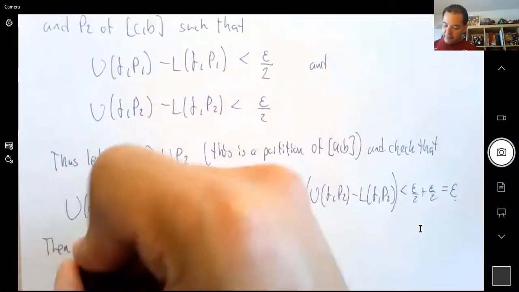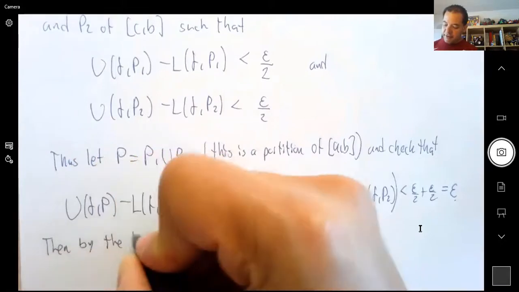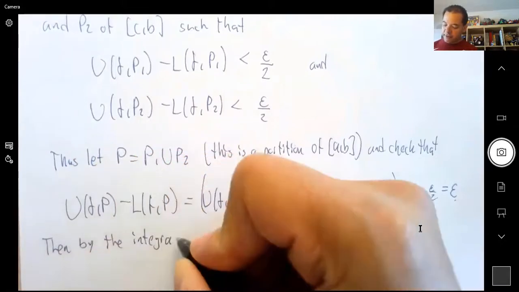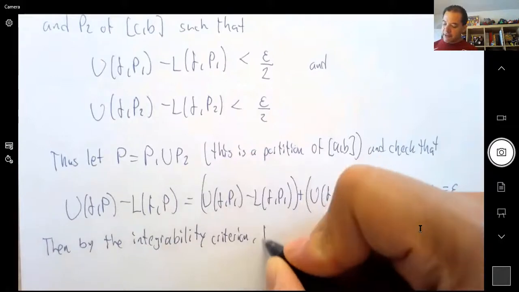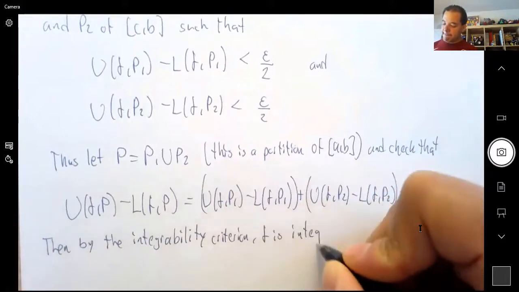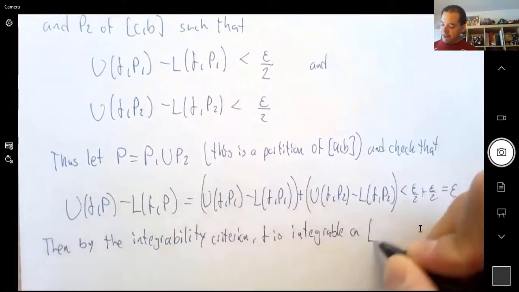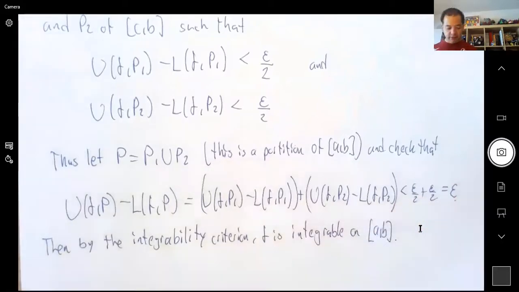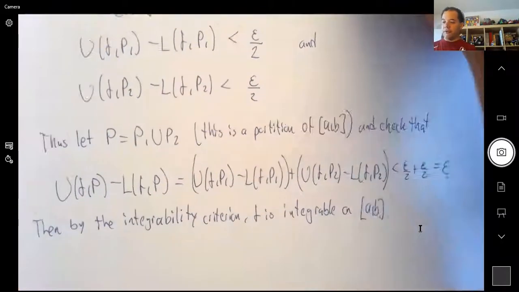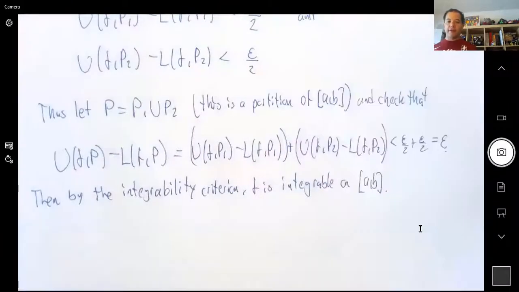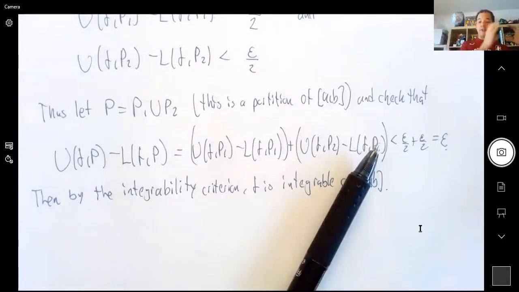Then by the integrability criterion again, but now the only if part, F is integrable on the closed interval AB. Okay, so we showed the first part. So we proved that if it's integrable on the big one, then it's integrable on each one of the two small ones. And we also showed that if it's integrable in each of the two small ones, then it's integrable on the big interval. What we haven't done is check what the answer to the integrals are.